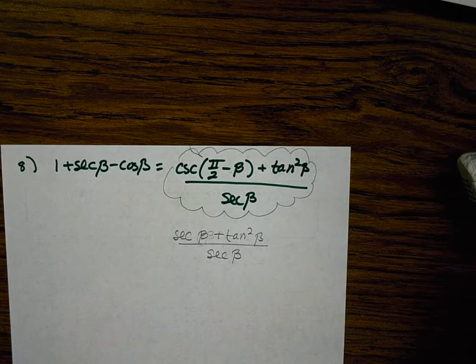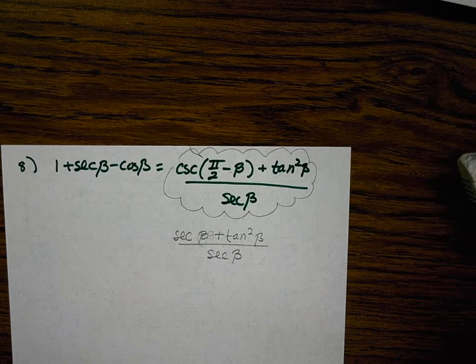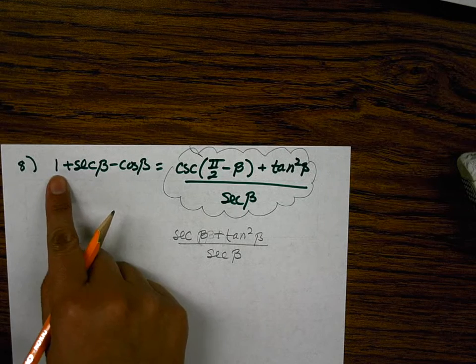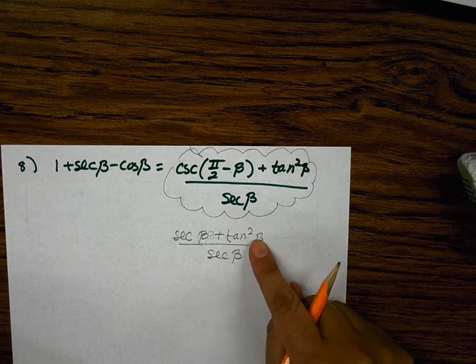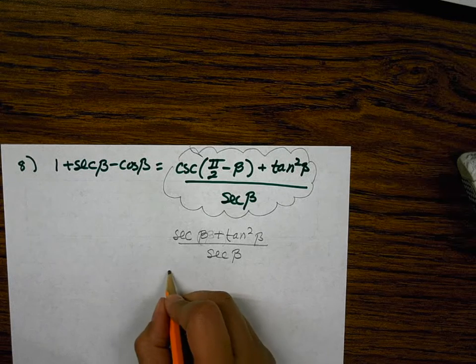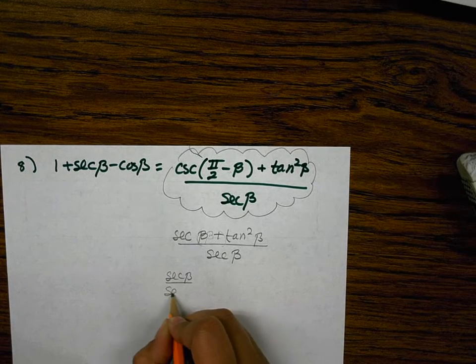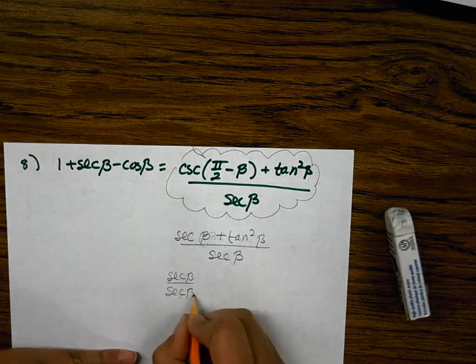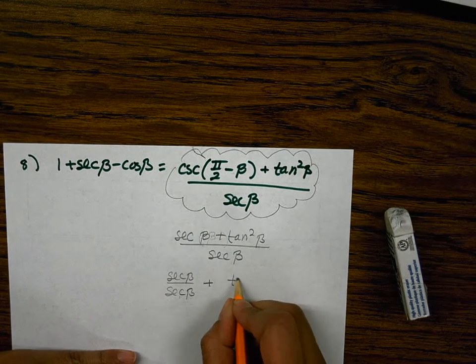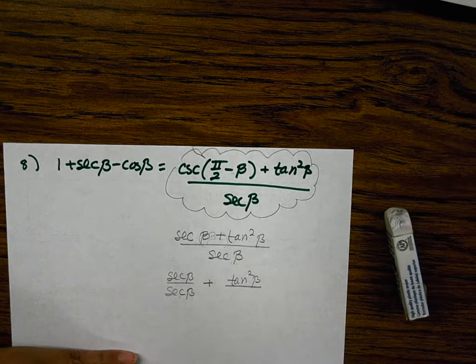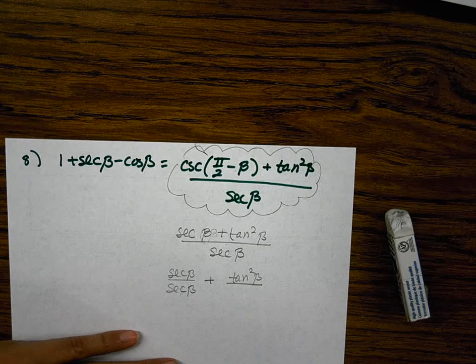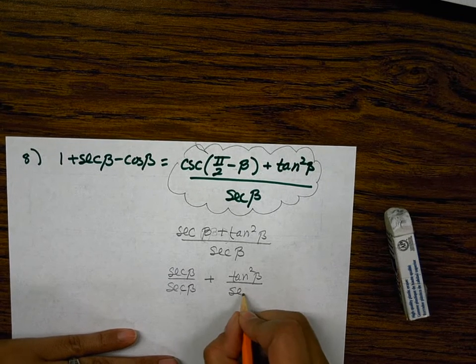Now, I've talked to you before about splitting fractions with addition versus multiplication. How do I know to split this one? Because I can see that secant over secant is going to give me the 1. And I'm going to try to manipulate the rest of it to equal the second piece here. So secant beta over secant beta plus tan squared beta over 1, or tan squared beta over secant beta. Good. I'm hoping you said secant beta.